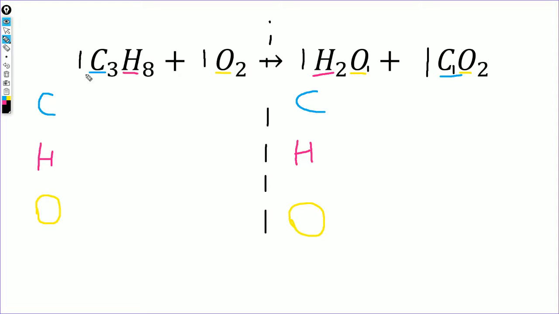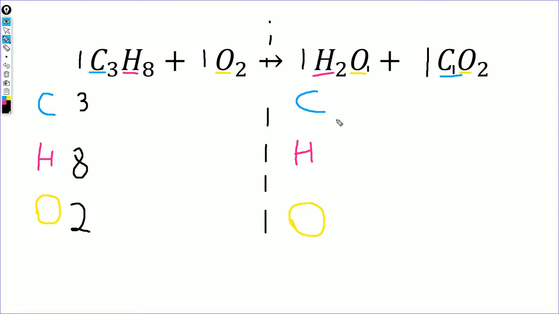So how many carbons do I have on the left? I have 1 times 3. I have 3 carbons. How many hydrogens do I have? I have 1 times 8. That's 8 hydrogens. And then how many oxygens do I have? I have 1 times 2. That is 2 oxygens. Now on the right-hand side, let's count.